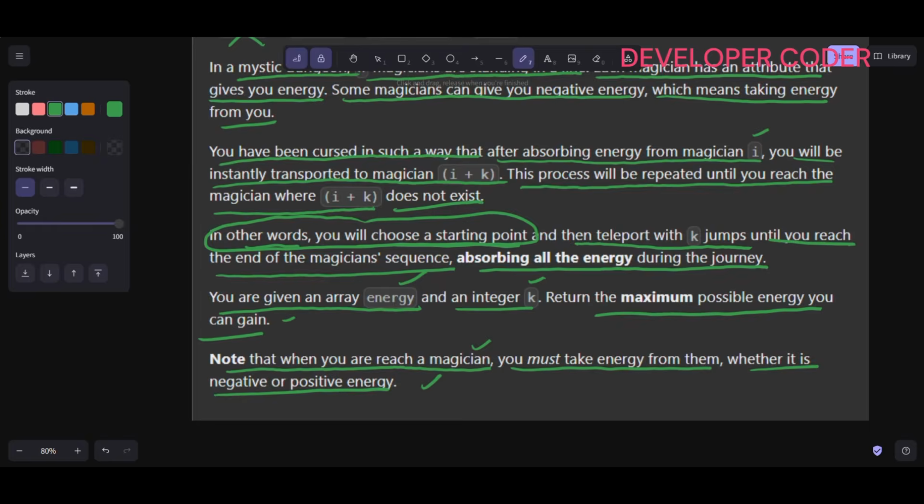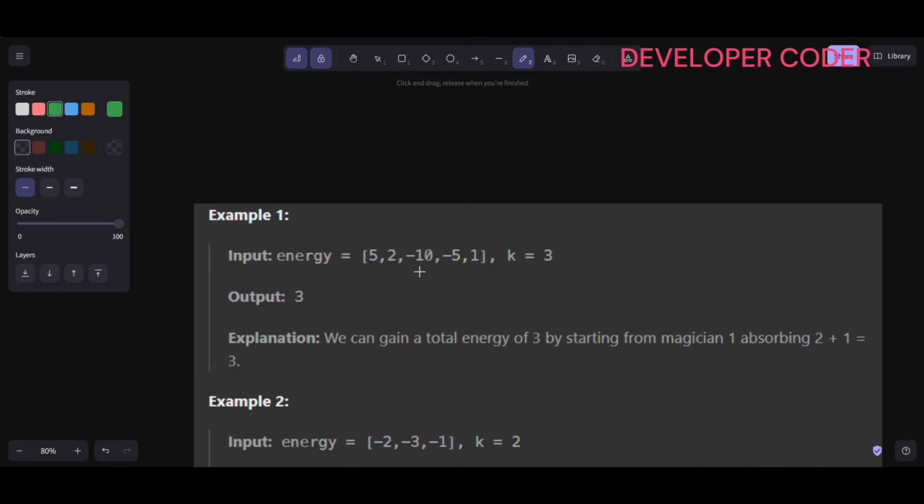Let's understand with an example here. See here, these are the energies, right? 5, 2, minus 10, minus 5, 1, right? So you can start from this 5, or you can start from this 2, or you can start from minus 10, or you can start from minus 5, or you can start from 1, right? These are the choices we have, right? And k is equal to 3, right? So if I am going to write the indexing here, 0, 1, 2, 3, 4.